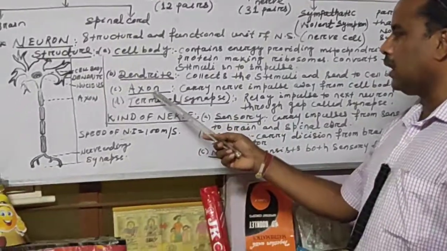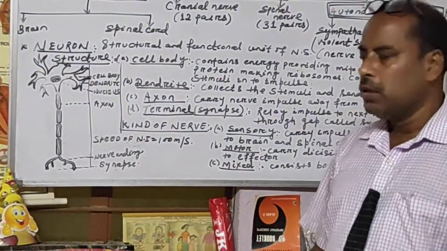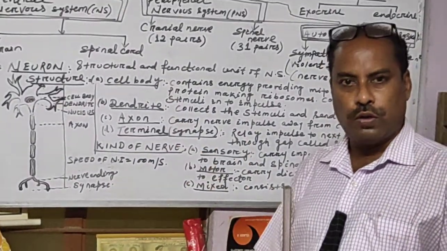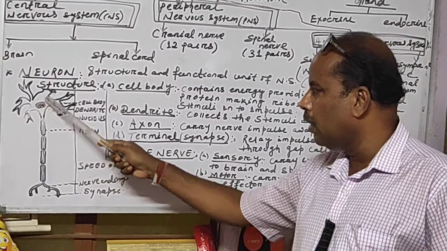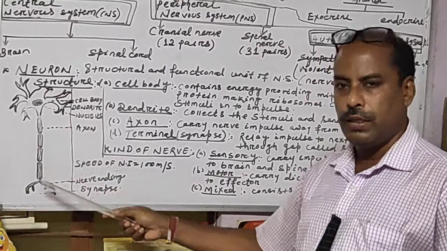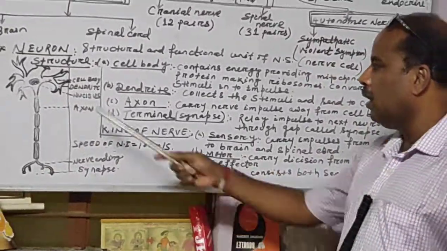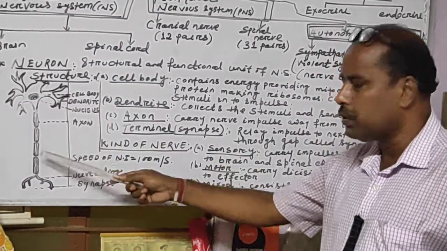Then comes the axon. This is the stem-like structure called the axon. The axon behaves like a conductor in our household circuit. It conducts the electrical signal from the cell body to this part. So it is like a conducting wire, which conducts the electrical signal away from the cell body. And this signal moves very fast.